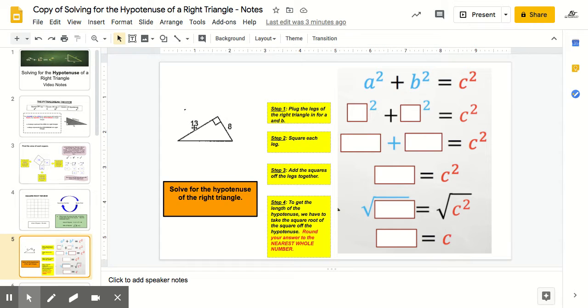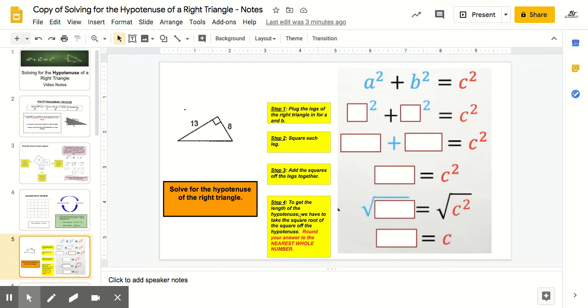All right, so let's look at the first example. Here we have a right triangle. As you can see, we are solving for the hypotenuse. I did not give you the length of the hypotenuse, and I know that this side is the hypotenuse because if I drew an arrow from my right angle, this is the side that is across from that right angle. So my two legs are 13 and 8.